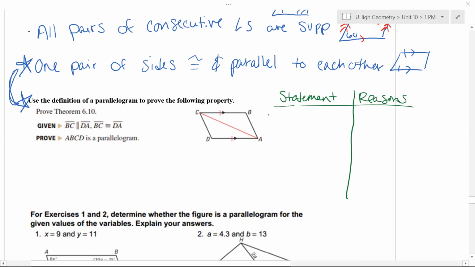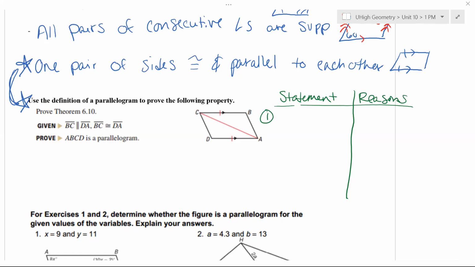All right, so my first statement, I'm going to go ahead and write out my two givens. So let's go ahead and read this first. We're going to use the definition of a parallelogram to prove the following properties. Given that side BC is parallel to side DA and segment BC is congruent to segment DA, we want to prove that ABCD is a parallelogram.